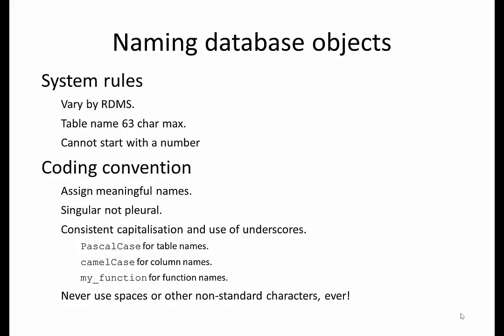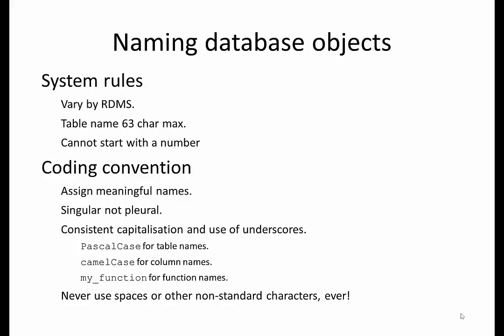Let me remind myself again: never use a space, never use parentheses, never use all these odd characters. If you want to separate words in a string, you can use an underscore or you can use capitalization. I think this came from the Postgres style manual. For table names, it suggested you use what's called Pascal case, with a capital P for the first word and a capital for the second word. Camel case is for column names.